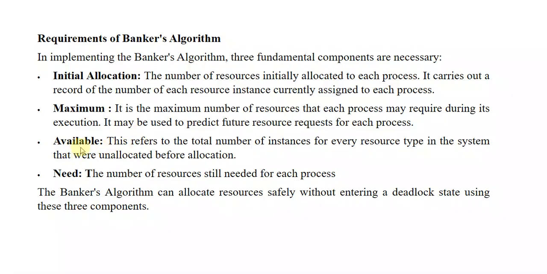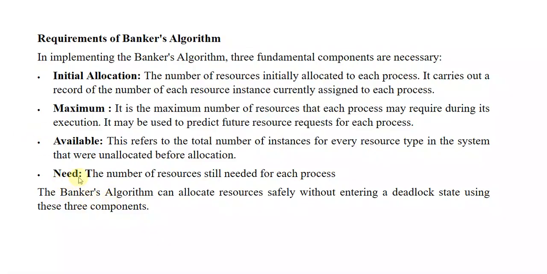The next one is available. Available is the number of free resources currently available in the system. Let me consider there are four processes. We have already allocated some resources to those processes. But after allocating, some resources remain in the operating system, which are free resources, and those can be allocated to the processes that require resources.